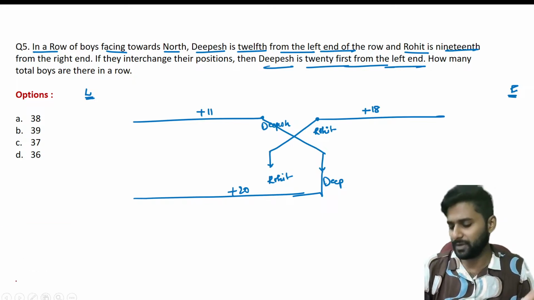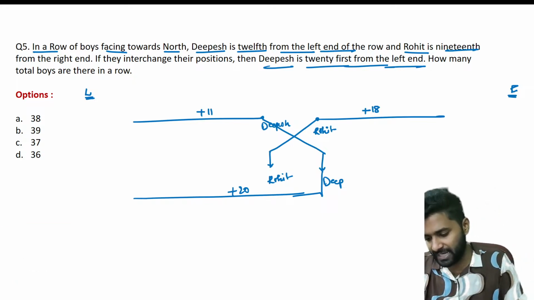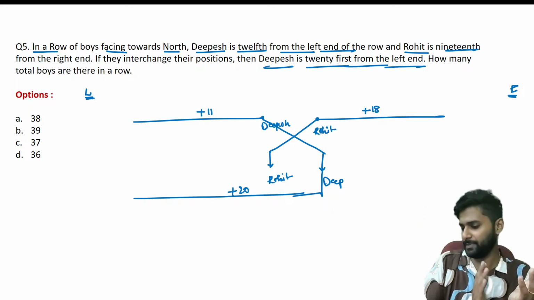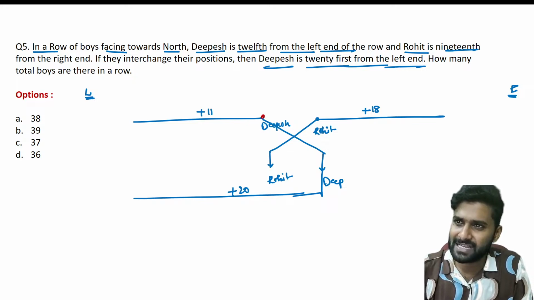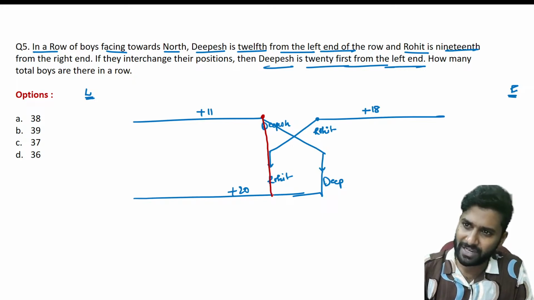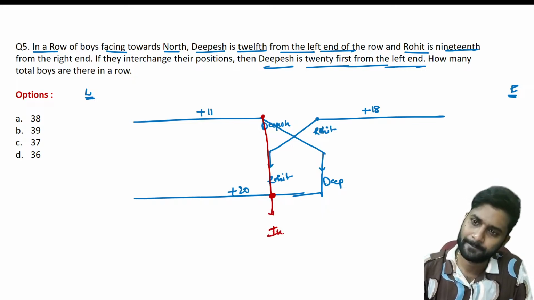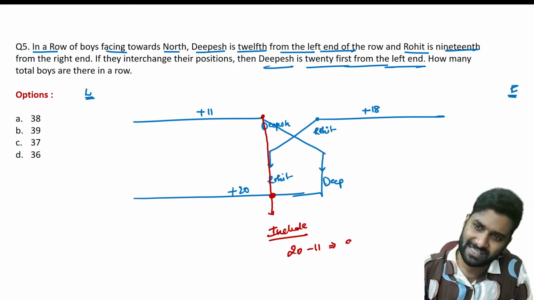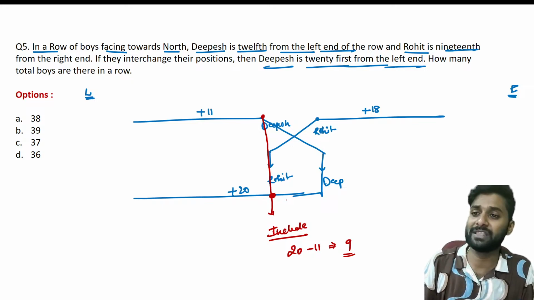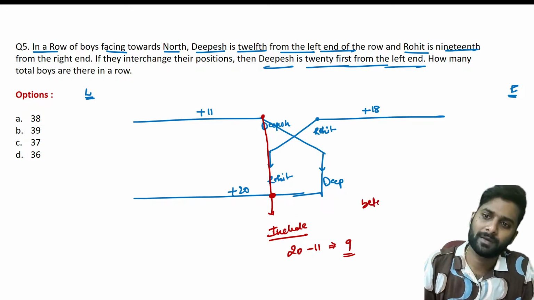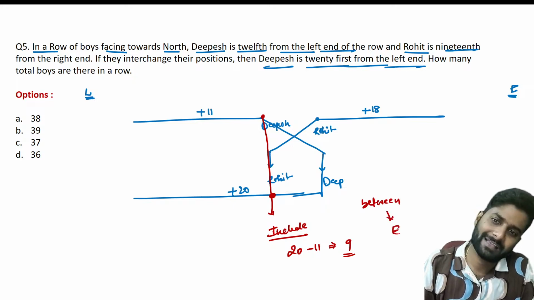Now the question: how many people are there? Guys, if you want to know how many people are in a row, you should identify how many people are between both persons. Now let me tell you. In these 11 positions, Deepesh is excluded. But remember, in these 20 positions, this particular position is always included. So including that person, how many persons are there? 20 minus 11 is exactly equal to 9. Hope you understand. But my question: how many people are between them? If you want people between, then between always excludes that person.